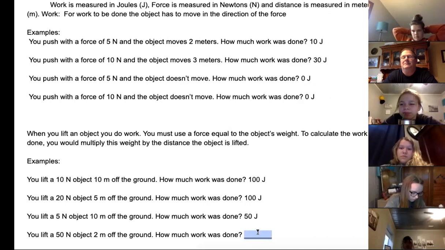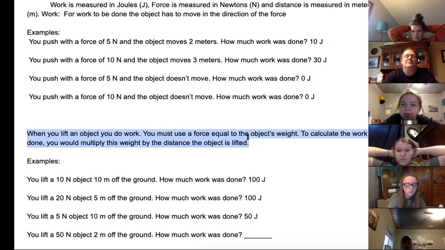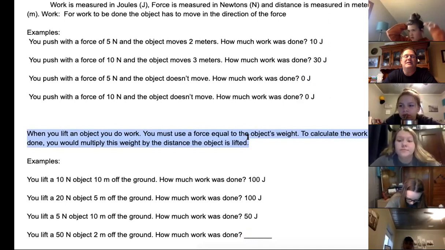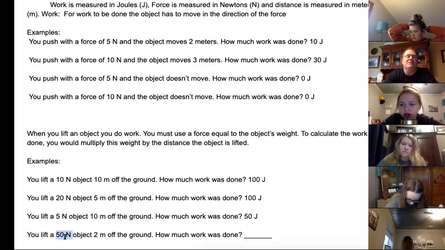50 Newtons. Why not? Just going to guess. Well, right here, to calculate the work done, you would multiply the weight of the object by the distance the object's lifted. So the weight of the object is 50 Newtons, and you're lifting it 2 meters off the ground.